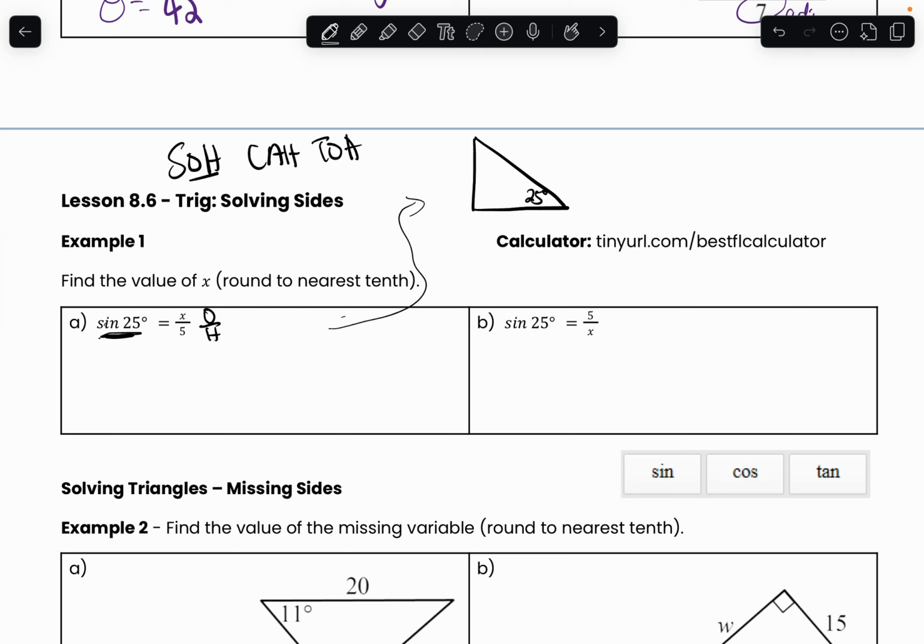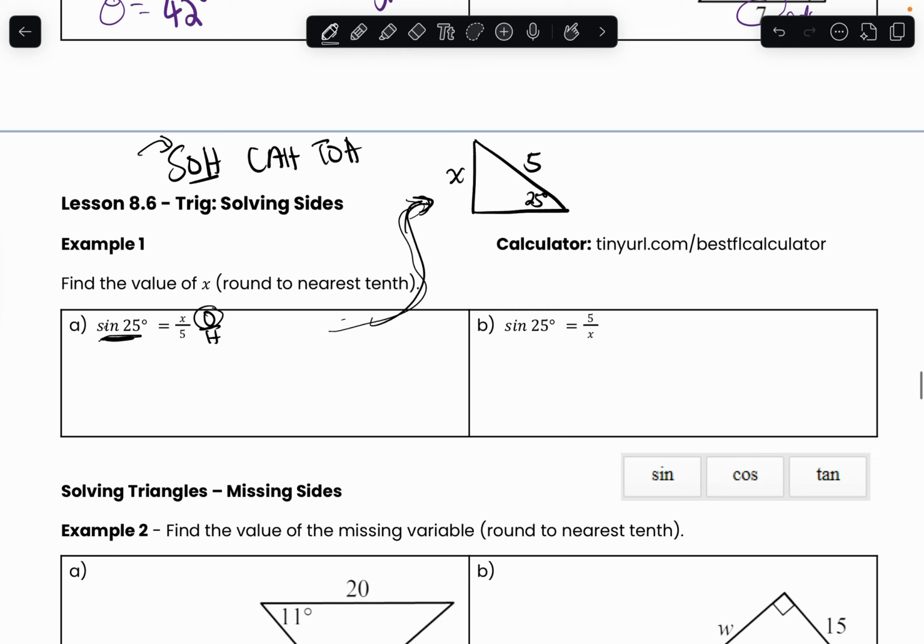Now first of all, sine is O over h because of the SOHCAHTOA right here, right? So we know this missing x right here is actually the opposite based on a reference angle, and the 5 was given to us was the hypotenuse. So visually, it will look like this right here. We have the 25 degree, my opposite is what I'm trying to find, which is the x, and my hypotenuse here was the 5. Now, this question looks like this, which is asking us, well, if we have a triangle like this, what must my x be?